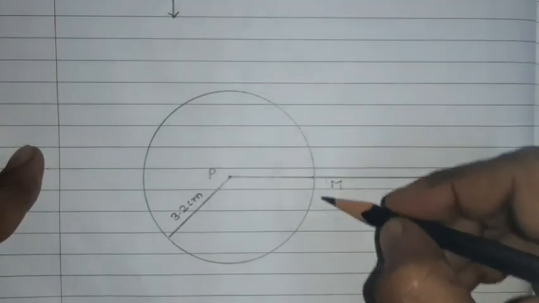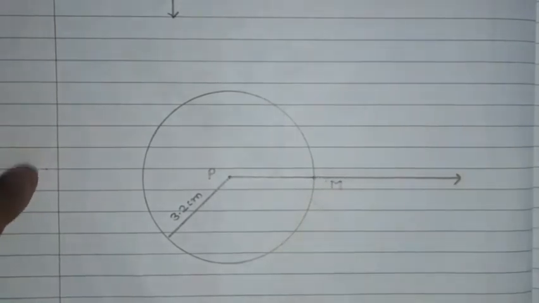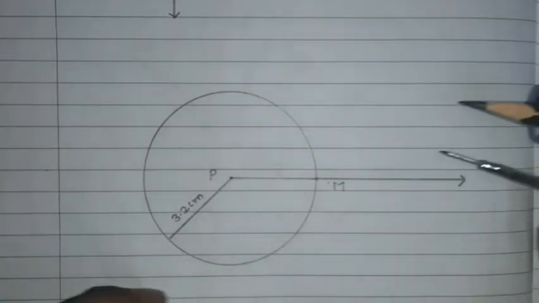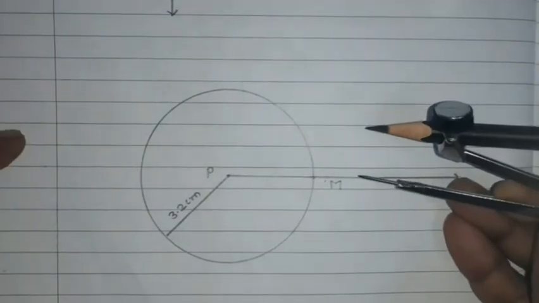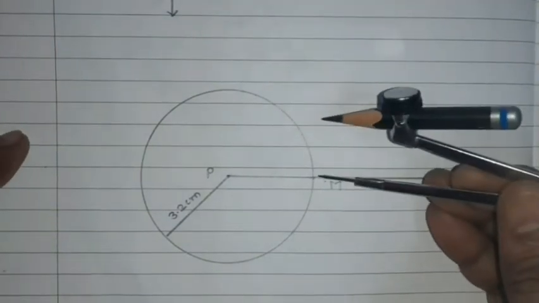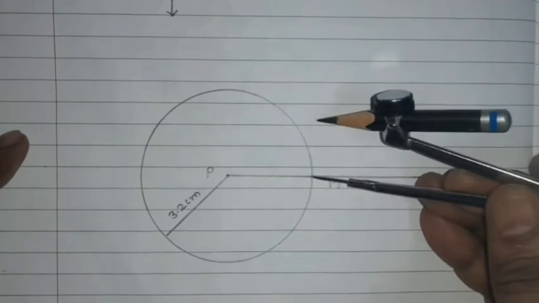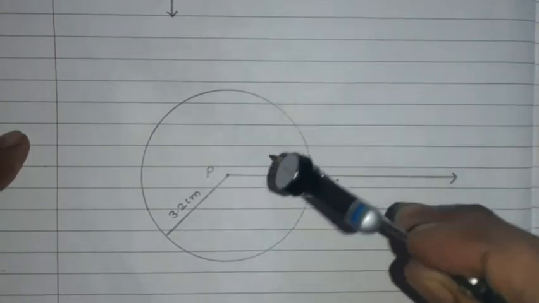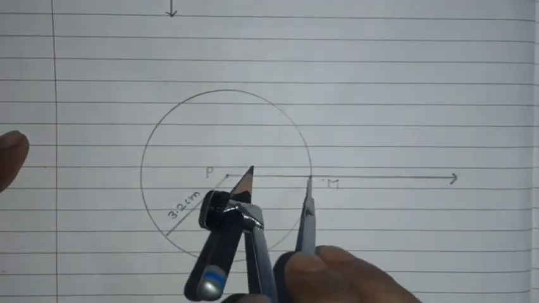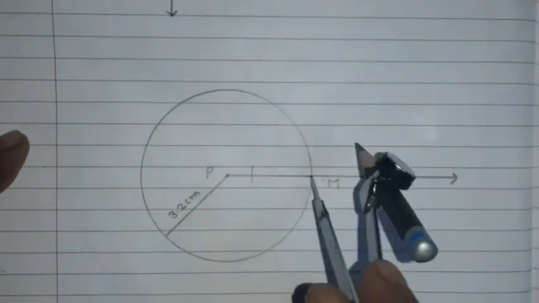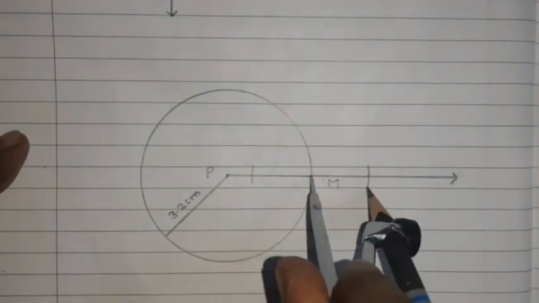We have to draw the perpendicular passing through the point M, and all of you know how to draw a perpendicular passing through point M. Dear student, to draw the perpendicular passing through the point M, we put the metal point on the given point M, take a distance less than the radius, and make one arc on this side and one arc on the other side like this.